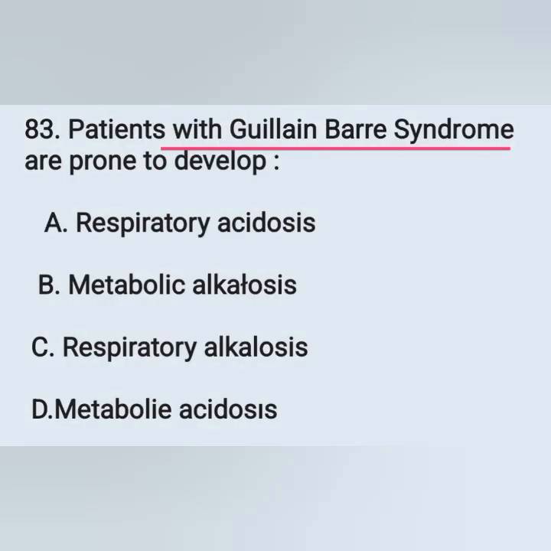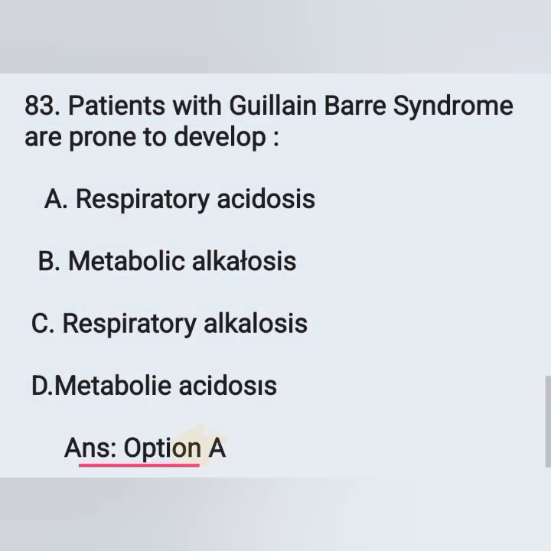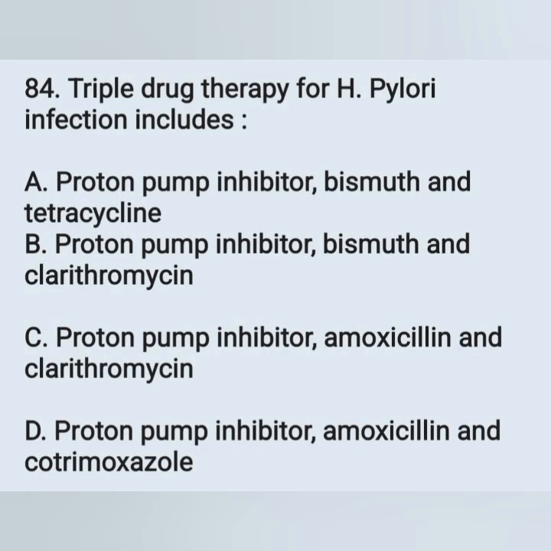Question number 83. Patients with Guillain-Barré syndrome are prone to develop. Options. Option A, respiratory acidosis. Option B, metabolic alkalosis. Option C, respiratory alkalosis. And option D, metabolic acidosis. And the correct answer for this question is option A, respiratory acidosis. Move on to the next question.